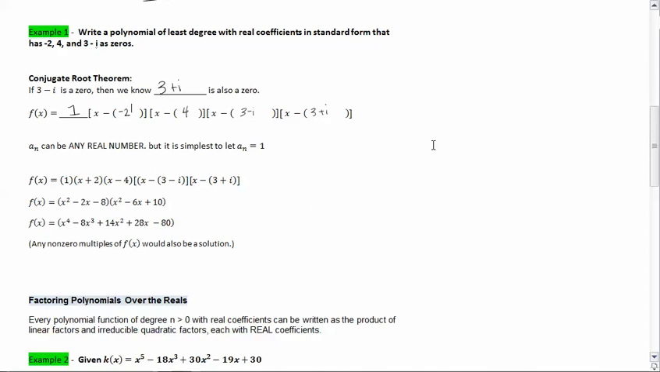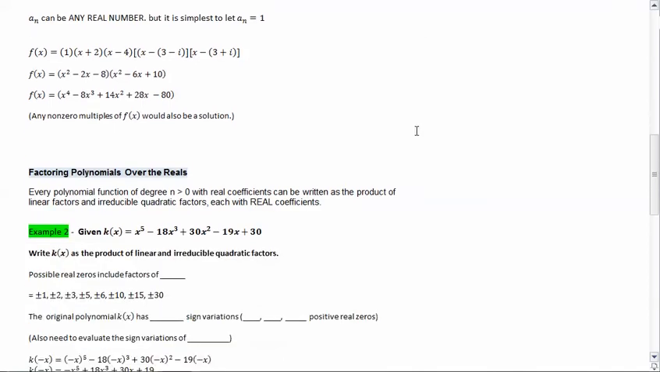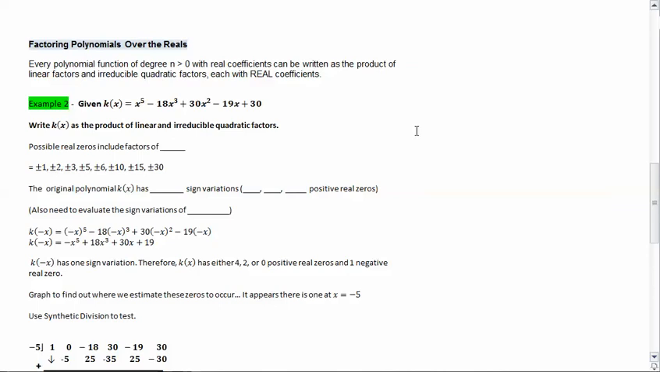We can now multiply these together, and we end up with x to the 4th minus 8x cubed plus 14x squared plus 28x minus 80. So just by being given negative 2, 4, and 3 minus i as your zeros, this is your f of x. And any multiples of this would also be f of x. So if we multiply this whole thing by 2, that would also work to find those zeros. Okay, so let's move on to factoring polynomials over the reals.